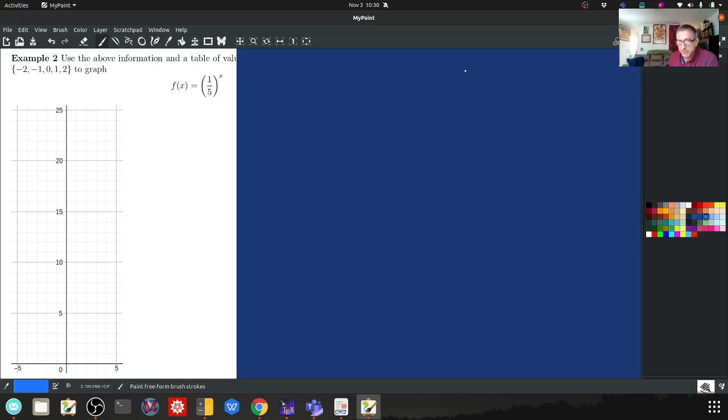So our function is f of x is equal to, notice my base is 1/5 to the x. So from what we said before, we know that as x gets smaller and smaller, larger and larger in negative value, it means as x approaches minus infinity.